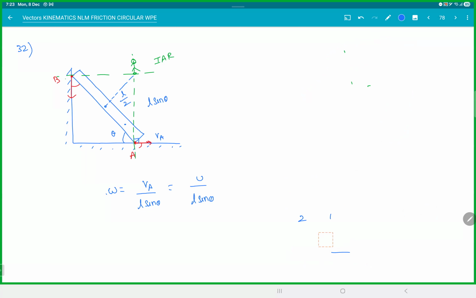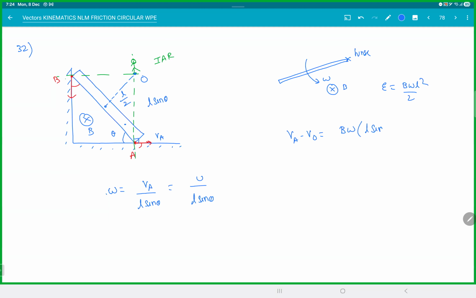Do you guys remember this EMF? When you have a rod rotating with omega in presence of a magnetic field, if this is your hinge, the potential difference will be how much? B omega L square by 2. So stand on the IAR, take it as O, and there's a magnetic field B. So you can find VA minus VO will be B omega (L sin theta) whole square by 2.